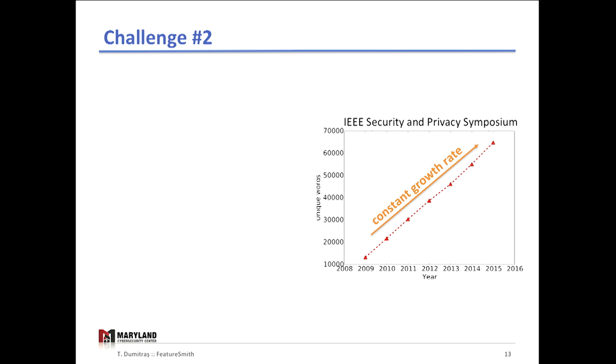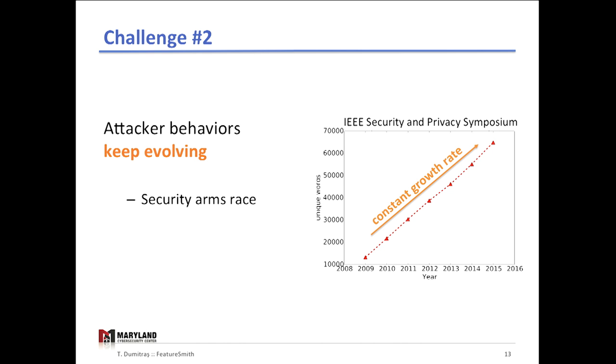So it grows at a constant rate, okay? So this means that each year, the new papers published include a constant amount of new terms that we must understand. And this is likely a result of the security arms race, where the attacker behaviors keep changing in order to bypass existing defenses. But this also means that we cannot use existing natural language processing techniques that map the text to predetermined categories of concepts. So instead, we must be able to discover malware behaviors in an open-ended fashion.